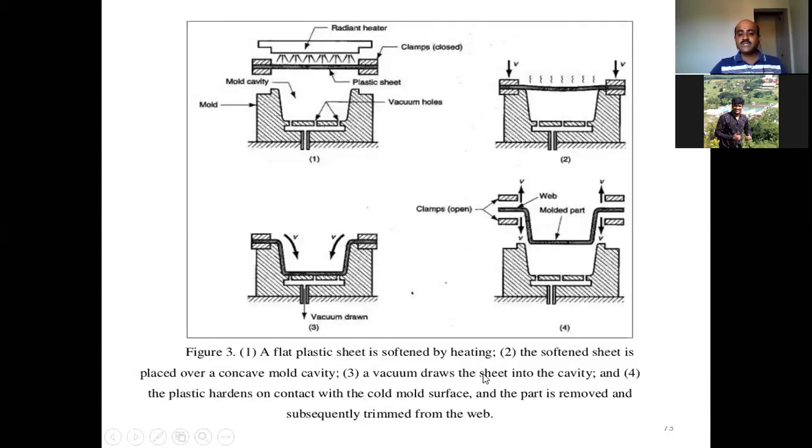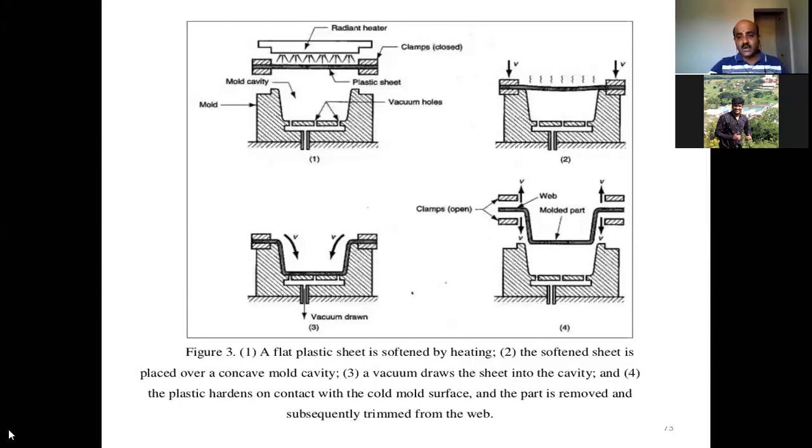The vacuum draws the sheet into the cavity. See, because of the vacuum, the sheet is drawn so that it can take the form of the mold cavity. You can see how the forming, or deformation, is taking place here. And the last step is that the plastic hardens in contact with the cold mold surface, and the part is removed and subsequently trimmed.